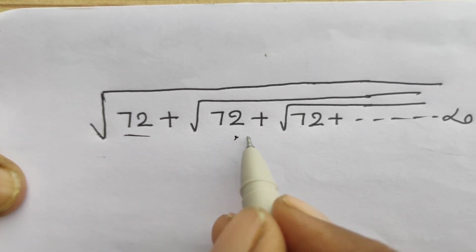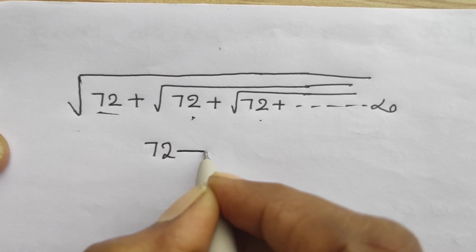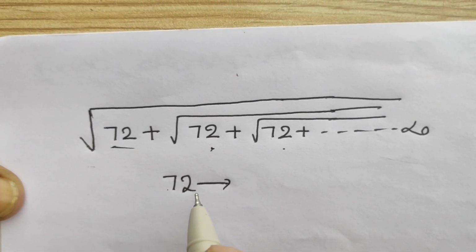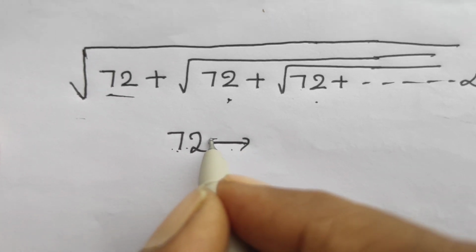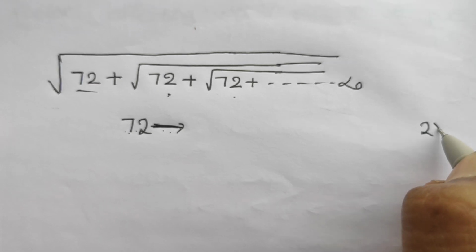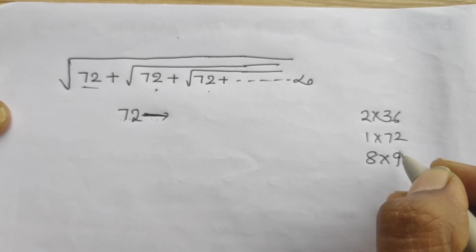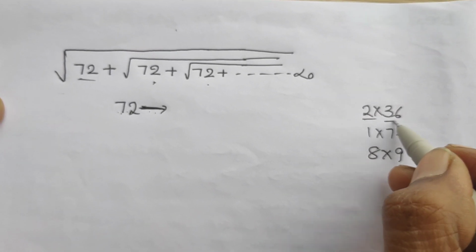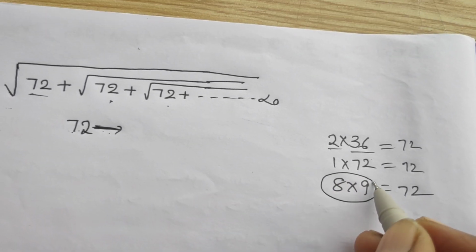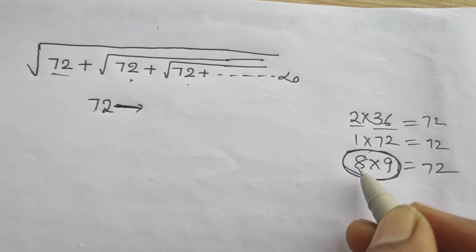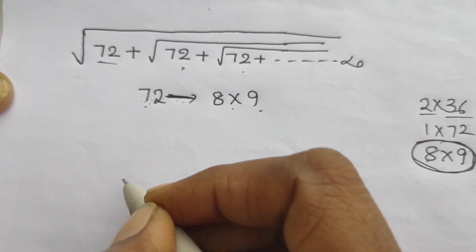Once again, observe 72. It is a product of consecutive factors. So 72 is 8 times 9. Once again, observe 72: this is the product of consecutive numbers, 8 and 9. You take 8 and 9, 8 times 9 is 72.